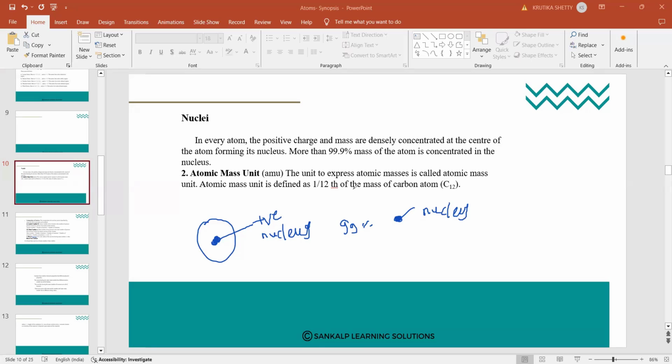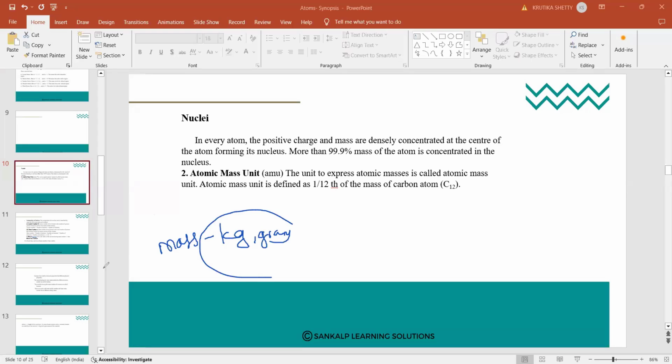Okay, so here we have one more term, students, that we are repeatedly using, that is atomic mass unit. So in the nucleus and atom chapters, usually mass we measure in what? We express mass in terms of kg, grams, pounds. But here, whatever the nucleus and atom mass is, it is very small. Compared to kg and grams it is very much smaller. So for that reason we have another unit for the measurement of mass in the case of the nucleus and the atom, that is called the atomic mass unit. Atomic mass unit is called AMU. So what is atomic mass unit? The unit to express atomic masses is called what?